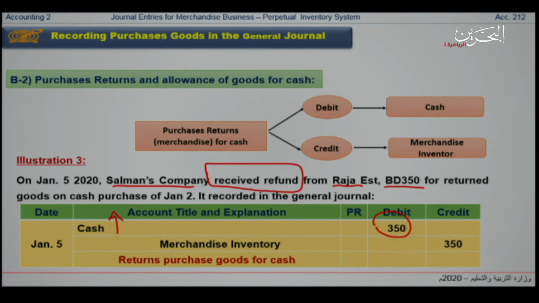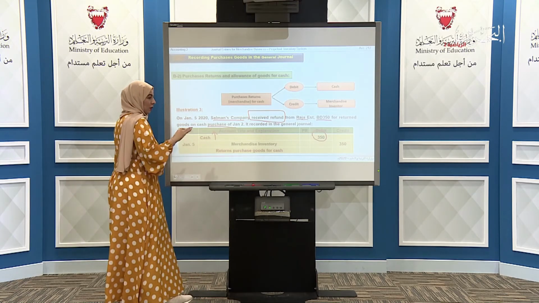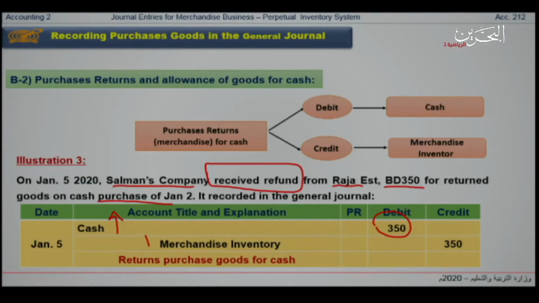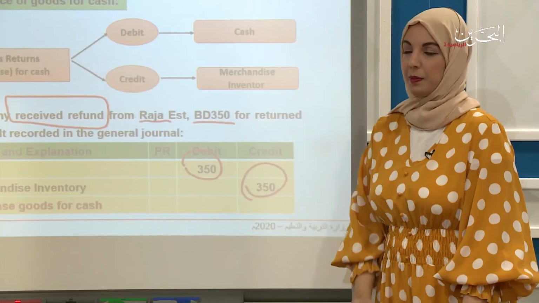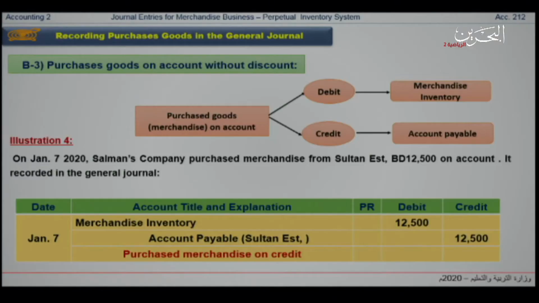The cash increased because of the purchase return, so my inventory will decrease because I bought it, and I record that on the credit side with the figure of 350 on the credit side. Shifting to the purchase of goods on account without discount.